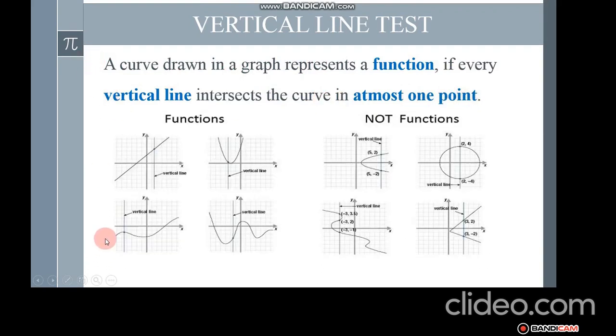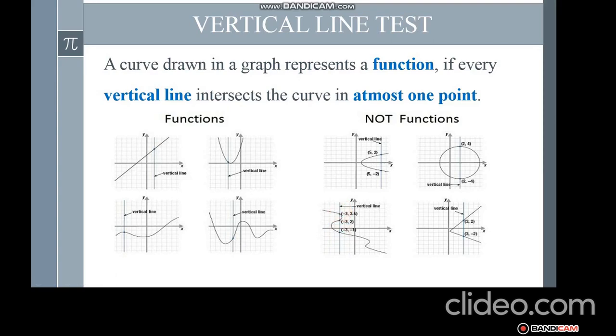Here are examples. Here the curve and the vertical line touch at only one point, so it is a function. Here also the curve and the vertical line touch the graph at only one point, so it is also a function. Here also one point, so it is a function. Here the curve and the vertical line touch at 2 points, so it is not a function. Here also the curve and vertical line touch at 3 points, so it is not a function.